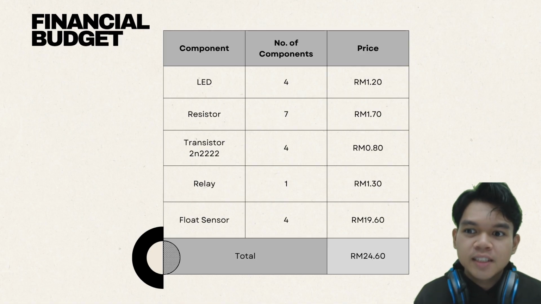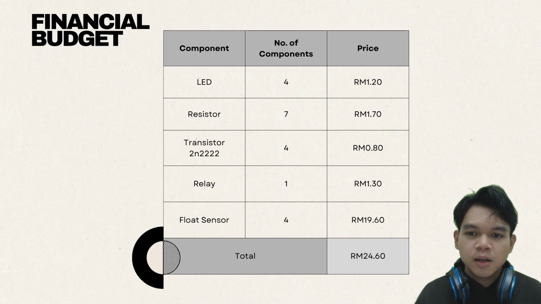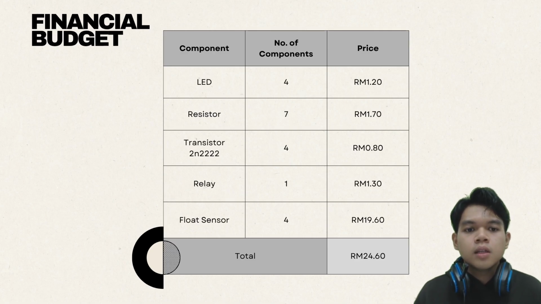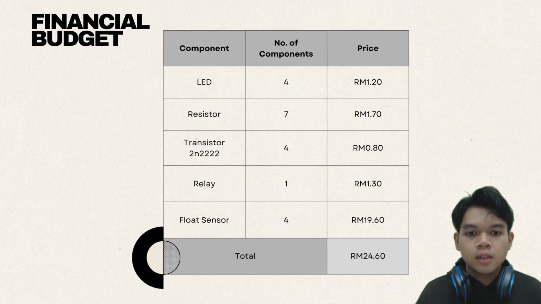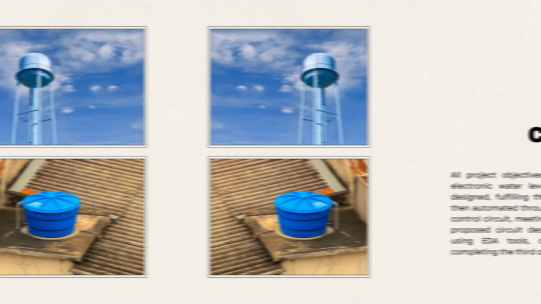Alright, thank you for the last presentation, Adli. I would like to go through the financial budget now. So we have 5 components: LEDs, resistors, our chosen transistor which is the 2N2222, relay, and lastly the float sensor. In total, all the components cost RM 24 and 60 cent, which we found on the online shopping platform Shopee.